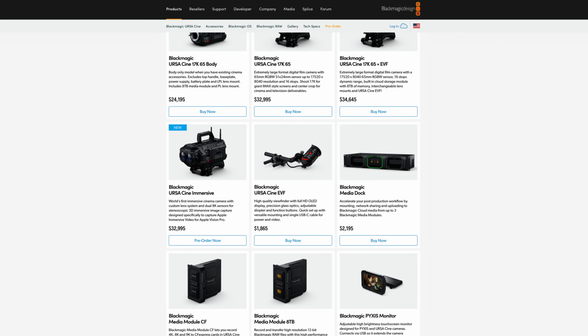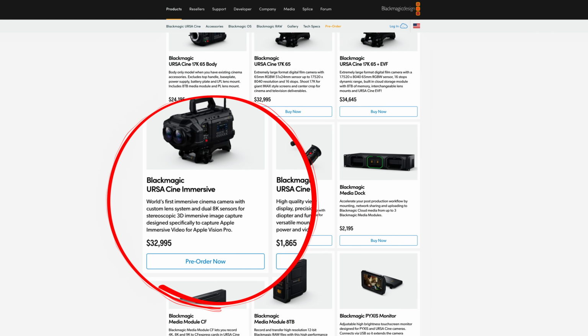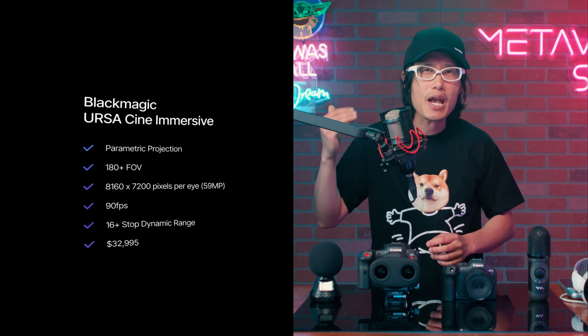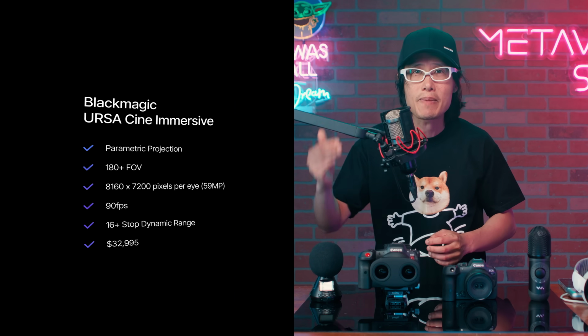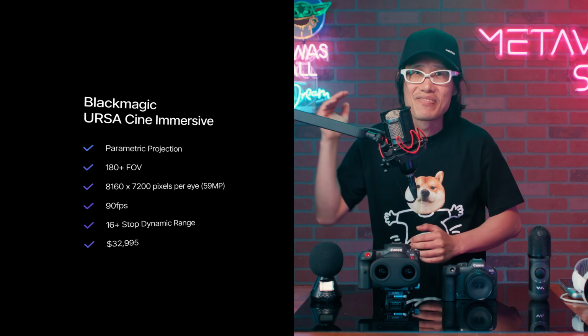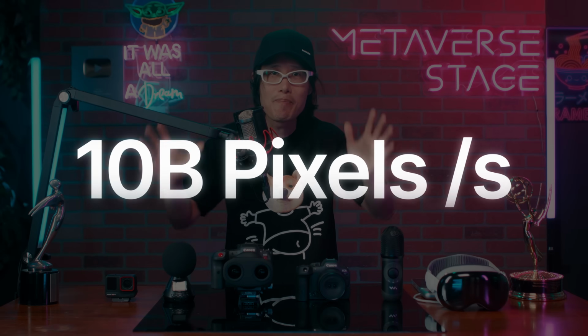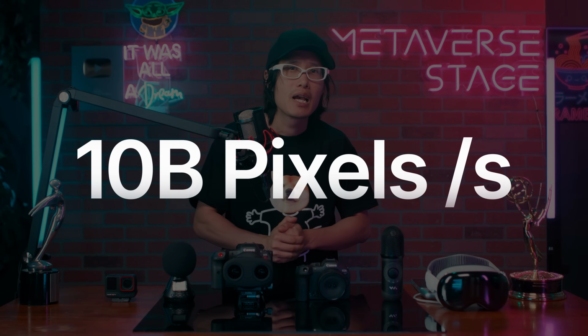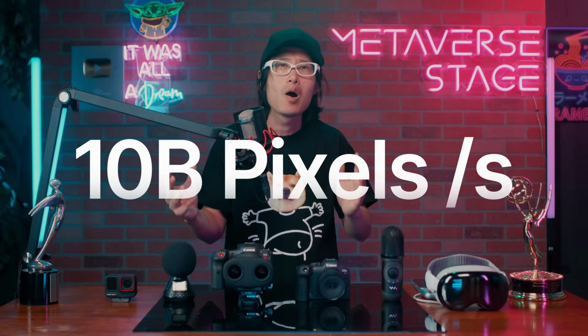Now, if you are not familiar with the URSA Cine Immersive, it's Blackmagic's latest flagship camera, priced at $32,000 USD. It captures 8160 by 7220 per eye, that is 59 megapixels per eye at 90 frames per second. That means it's pushing over 10 billion pixels per second. It's currently the only camera on the market with clarity that actually approaches human visual fidelity.